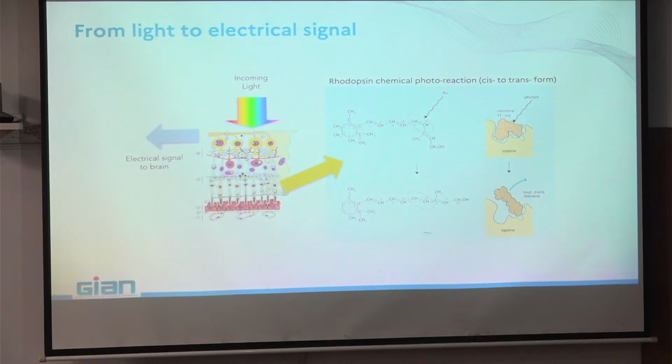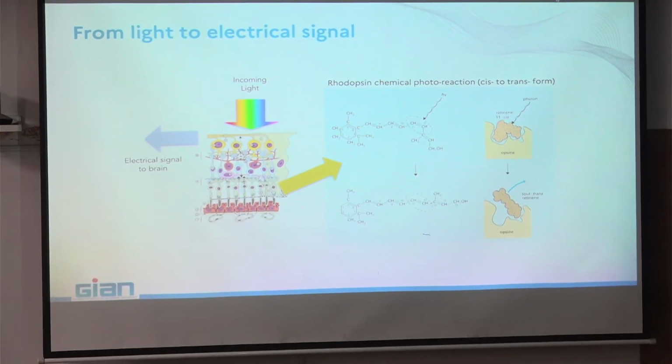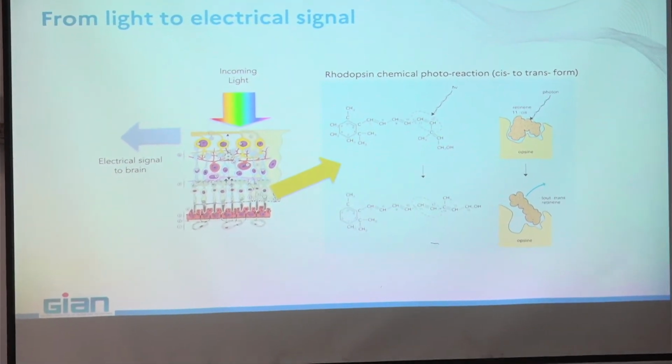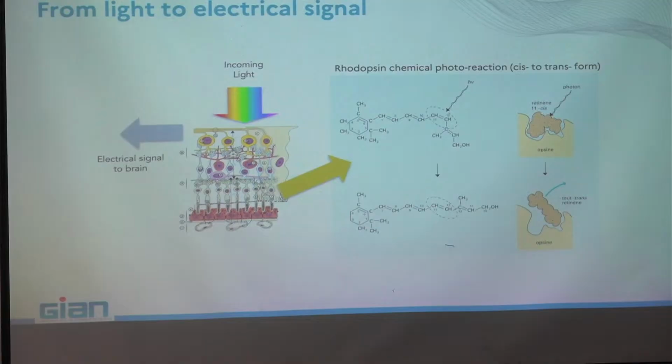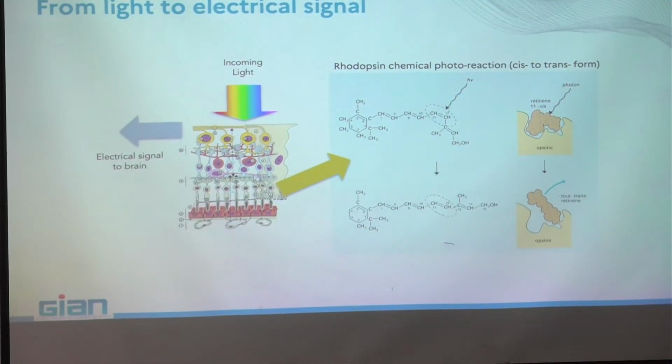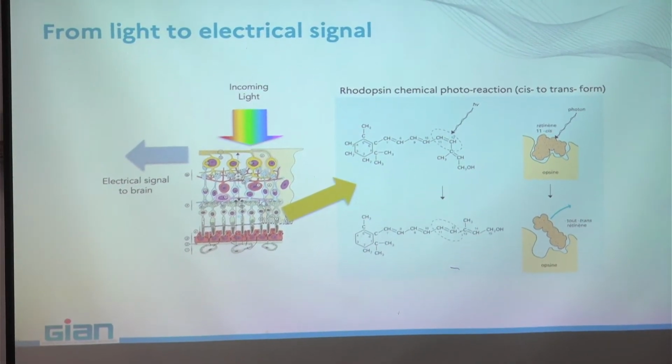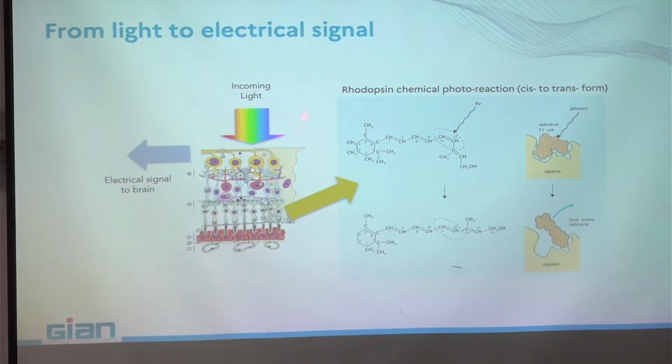And I will show you some other interesting effects. But what is the real process behind all that? When a photon hits either a rod or a cone, I will not make the difference now. What happens inside? Inside the rod or the cone, you have a molecule that we call rhodopsin.